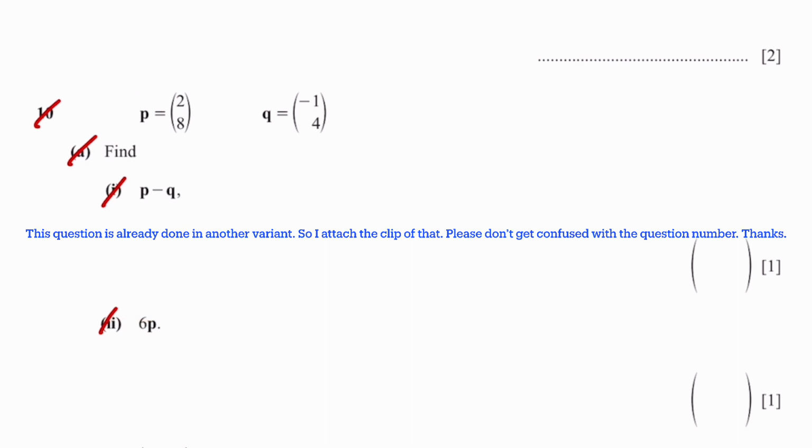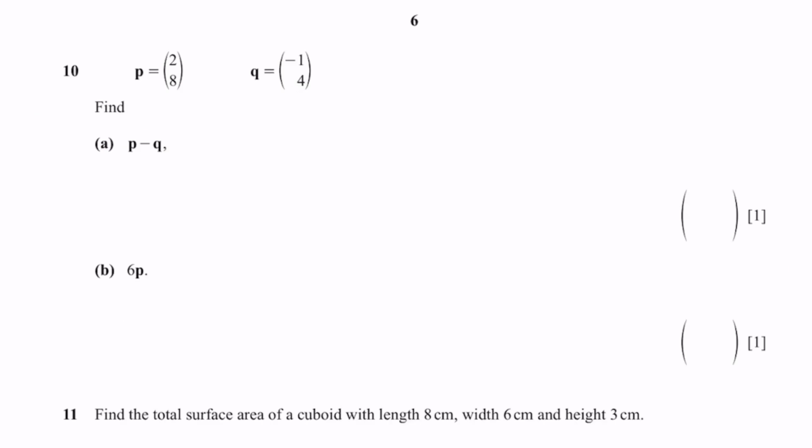I shall just attach the clip of that. P equals 8, which means x equals 2 and y equals 8 in these vectors. And q is equal to (-1, 4). Find a, p minus q.